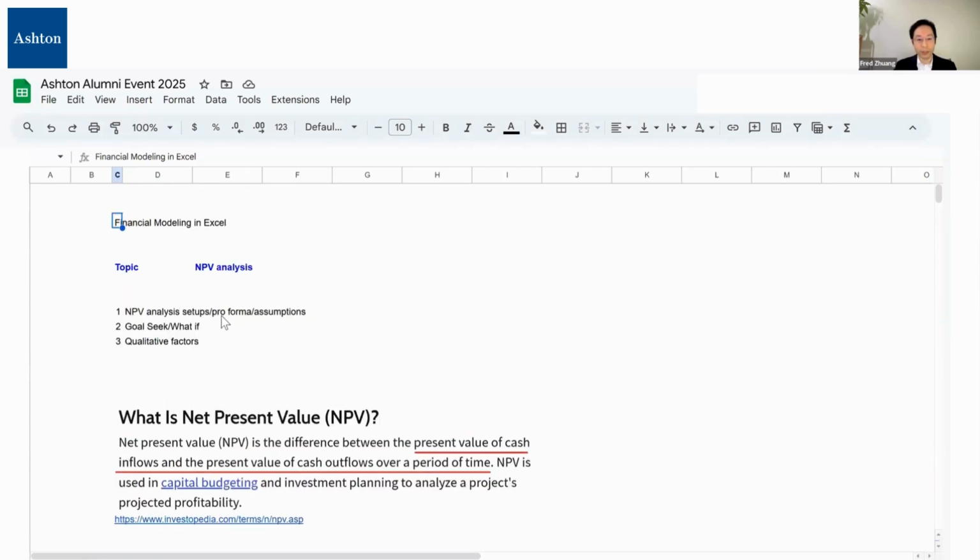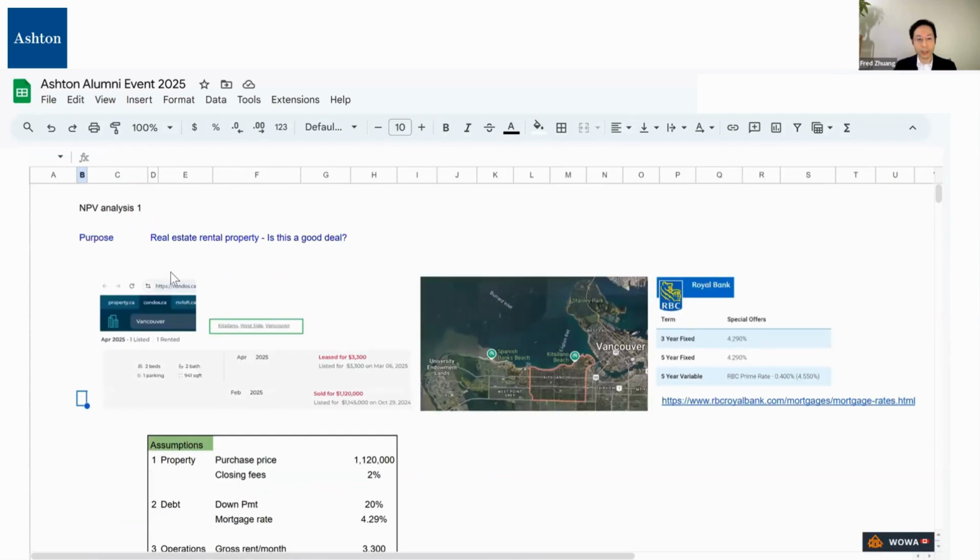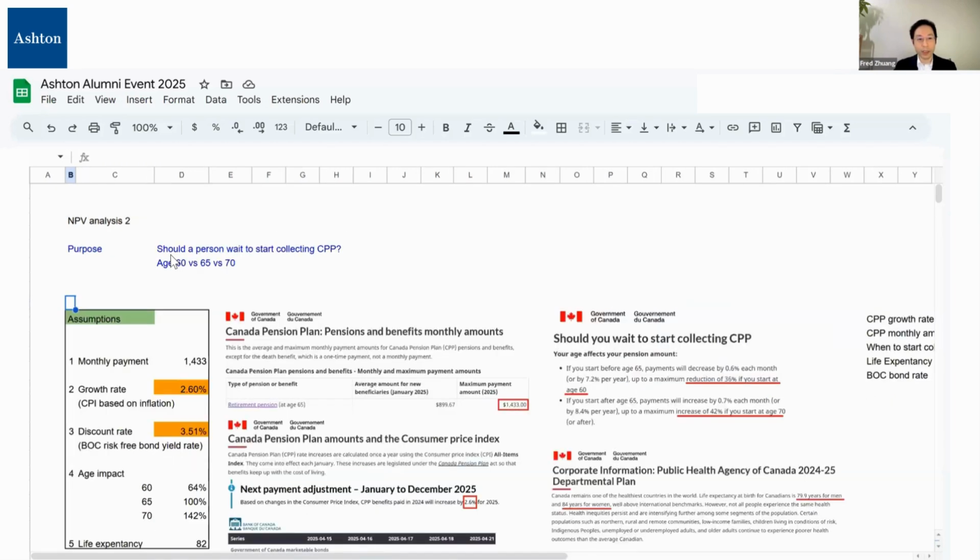We'll be going through two topics. One topic is on real estate. We have this example here of a rental property, and we want to utilize the NPV to figure out if this rental property is a good deal. And the second example is on CPP. We want to know, should a person in Canada collect their CPP at age 60 compared to 65 compared to 70, because this is an option that's offered by the Canadian government.